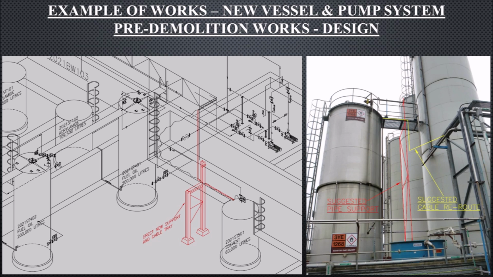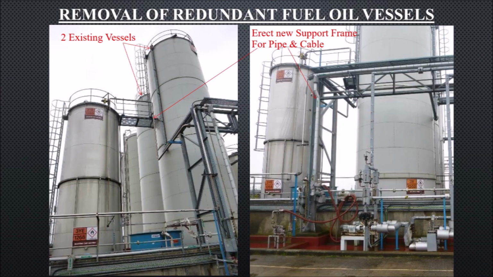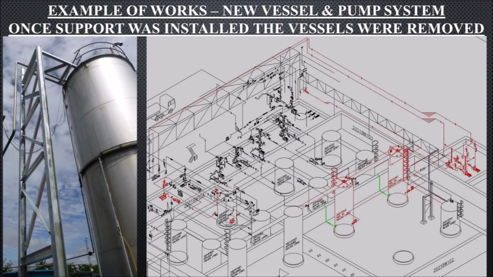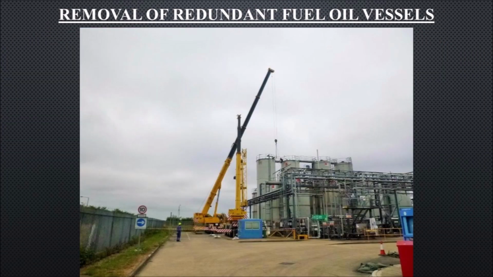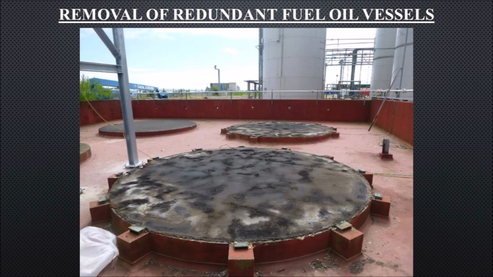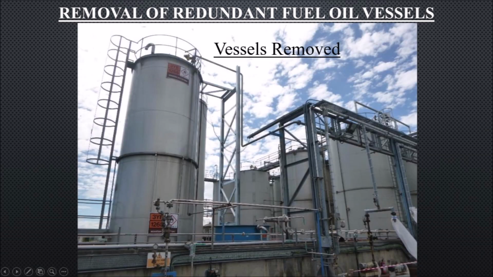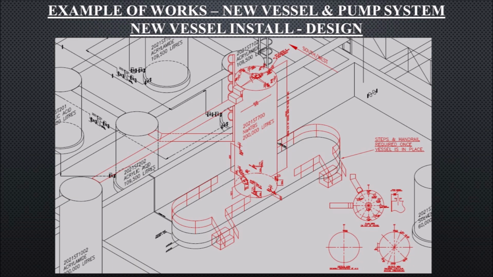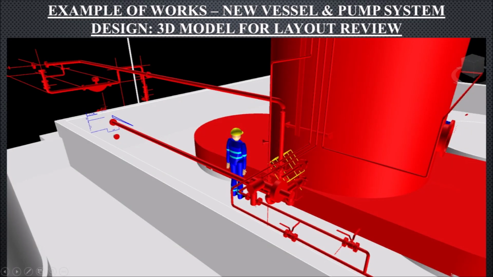This shows a concept design. Once the support was in place, the work could start on the demolition of the fuel oil vessels and pumping system. The concept design shows the work required in red. Here's a series of photos showing the removal of fuel oil vessels and the bases left behind for the new vessel. Once the vessels were removed, work started on the new build from the previously completed design work, which had been upgraded to a 3D model for layout review.